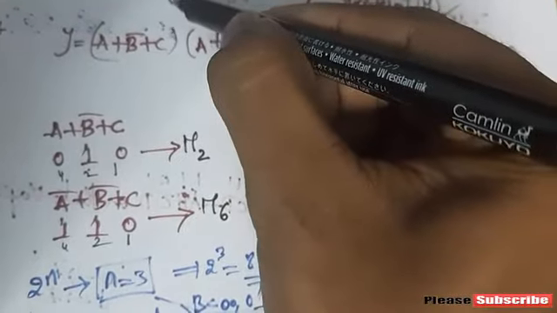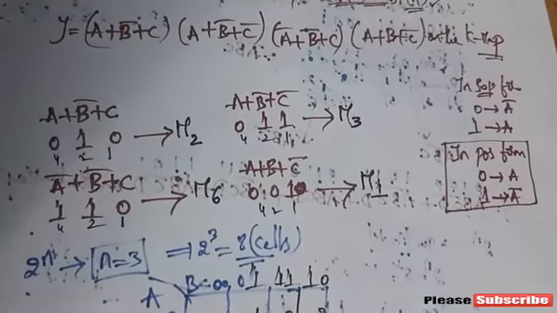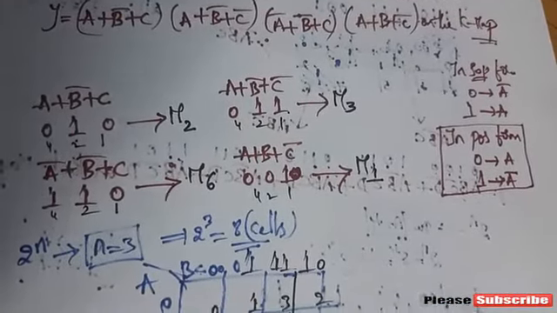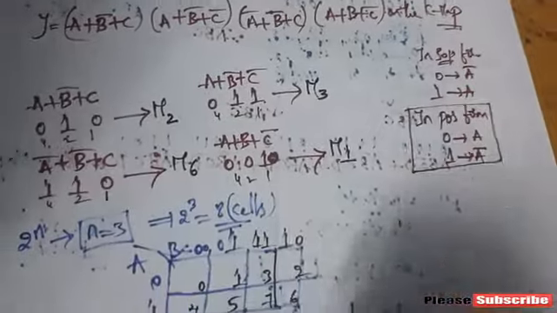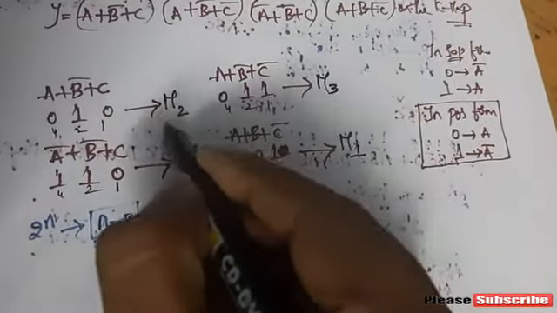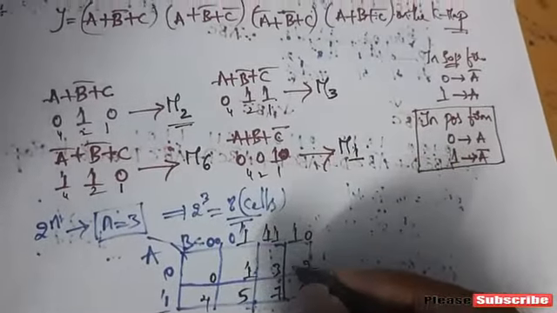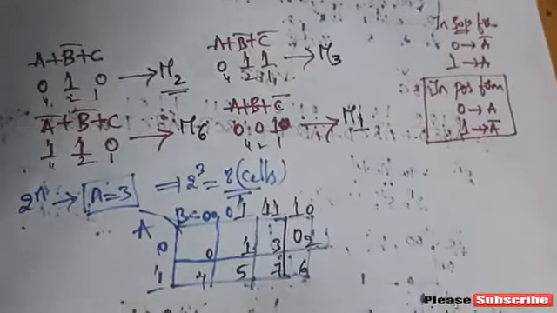Here we can represent it in POS form or max term form by 0, but in the SOP form we represent it by the 1, right? In POS form we represent it by the 0 in each cell, first, second, in the M2, right? 0 in the M2.